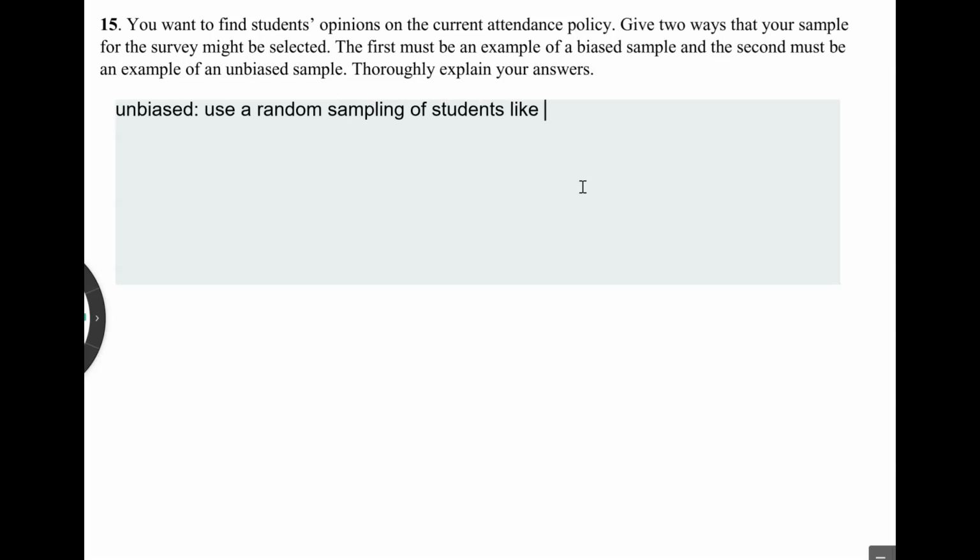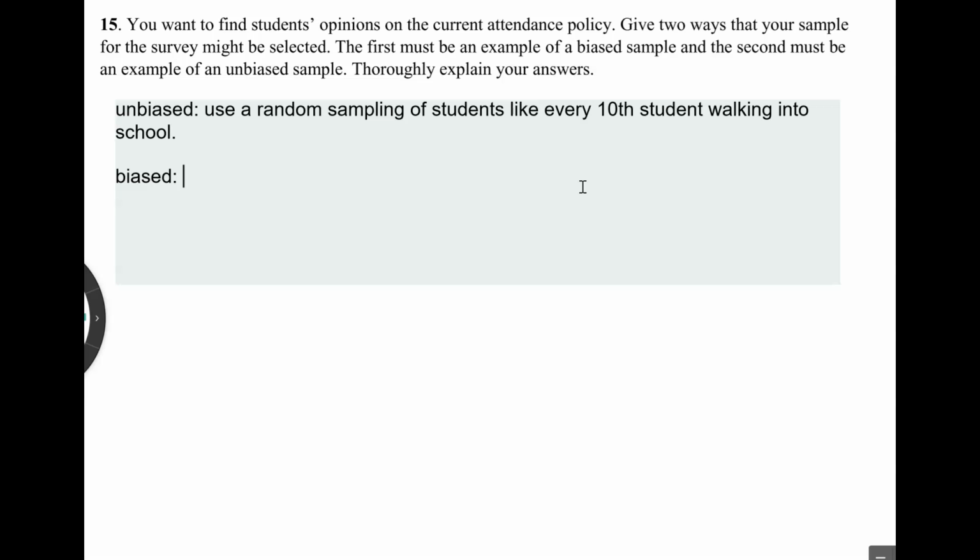Wait, how do you explain these though? Okay, I'm glad you asked. I will write it out. So unbiased, use a random sampling of students, like every 10th student walking into school. Biased, you could literally ask D period, you know? Because that would be pretty biased.